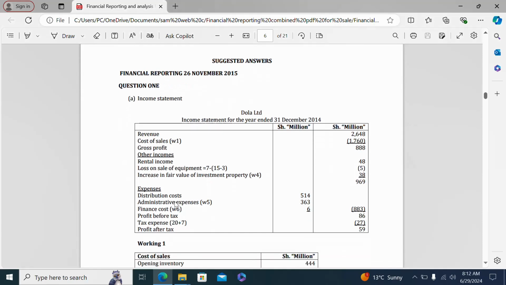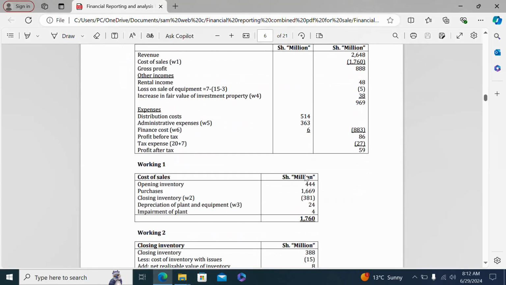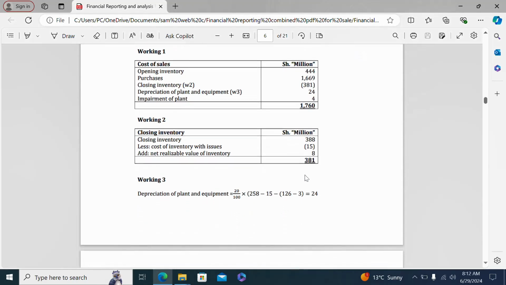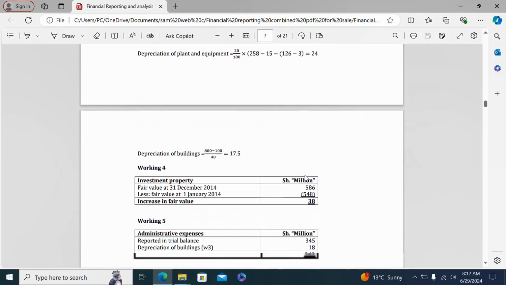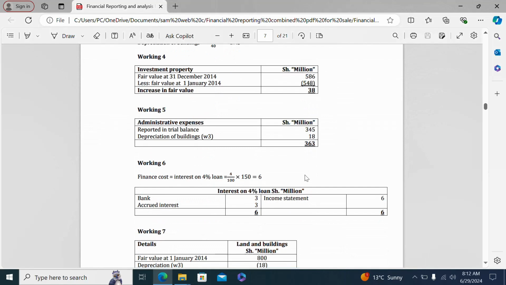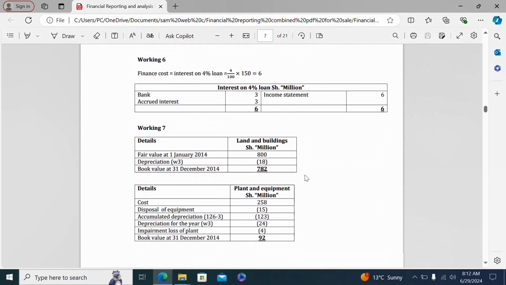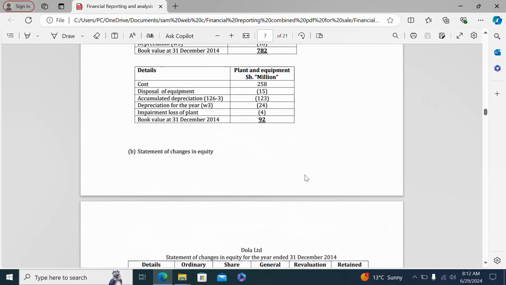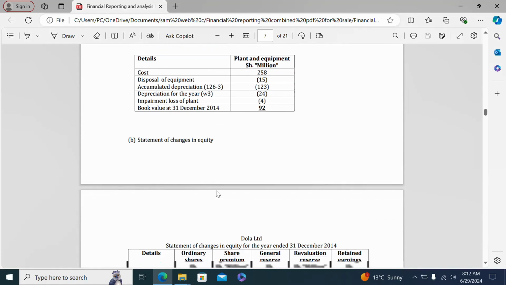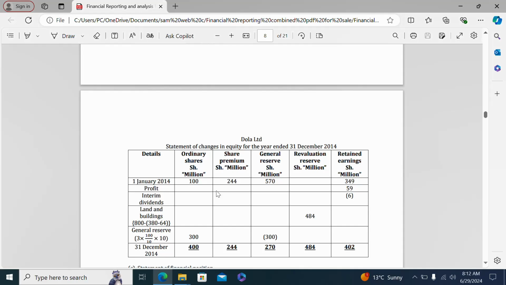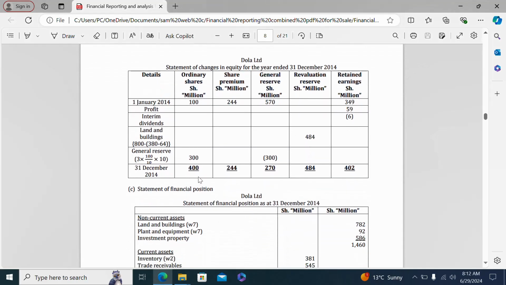We have the answer to the first question, the income statement. This is the Dora income statement for the year ended 31st December 2014. Then we have the workings for that income statement, and then we have the statement of changes in equity. This is the statement of changes in equity.